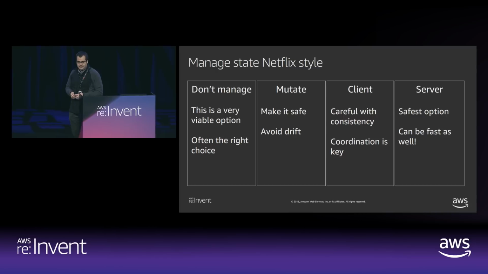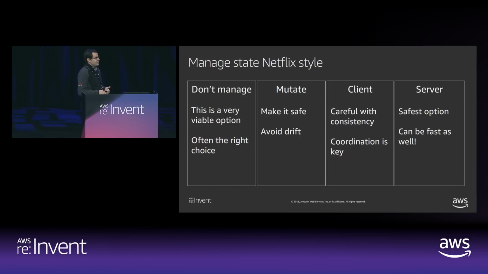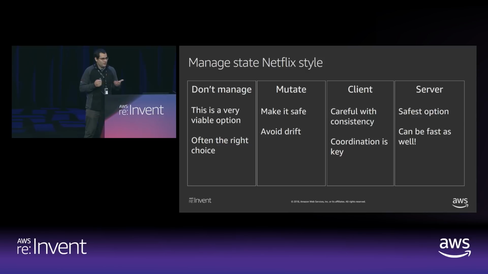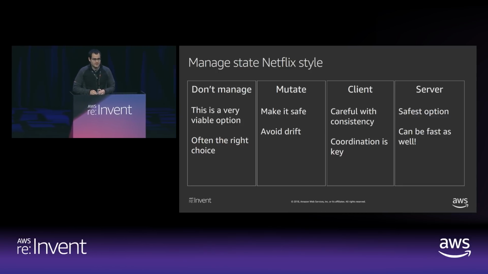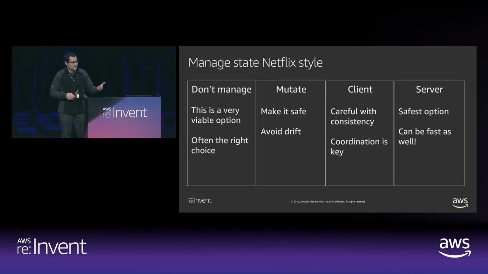But if you do want to manage state, then you have 3 main options. You can mutate it. If you mutate it, make sure you make it safe. Make sure that you avoid drift. Otherwise, you're going to have a very bad outage on your hands. If you need to migrate the state from one set of hardware to the other, you can do it with clients. The only thing to be wary of here is consistency, and coordinating with your clients is going to be the key. And then finally, you can migrate state using the server. This is by far the safest option, but it also takes a little bit of trickery to make it quick and performant for your clients.